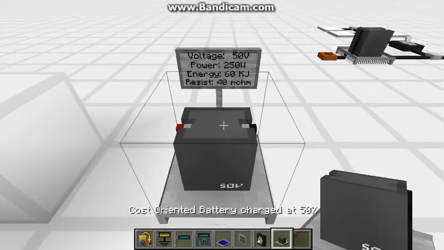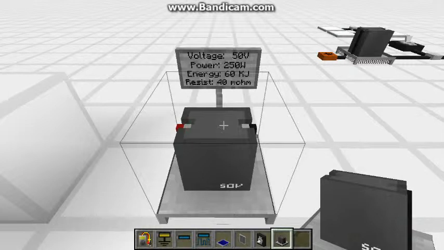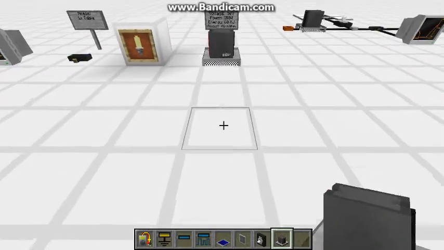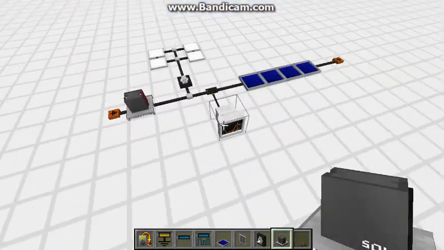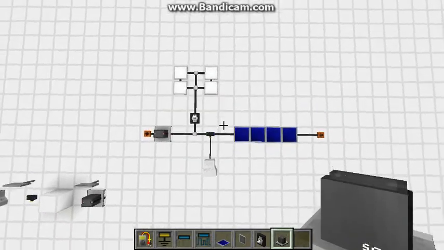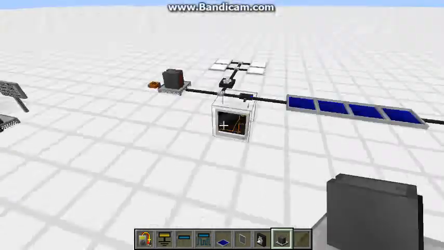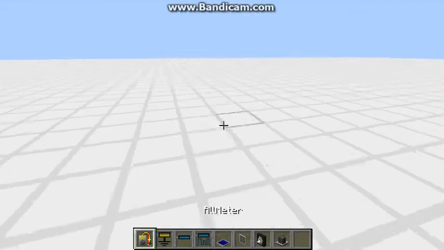We need, of course, a battery. It runs on 50 volts. It produces 250 watts. It stores 60 kilojoules fully charged, and it has a resistance of 40 milliohms. Okay, there we have the finished setup. You can check it from the sky. That is what we are going to make in 5 minutes.